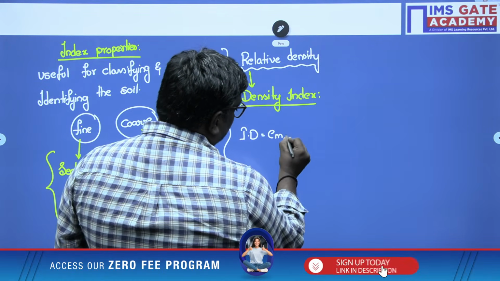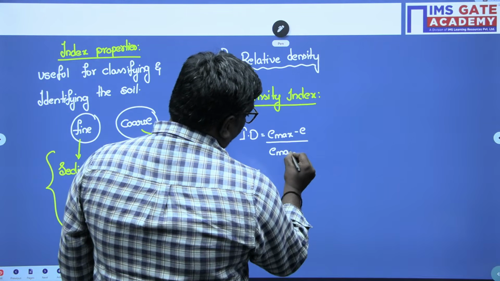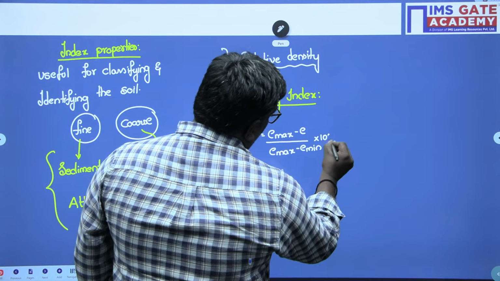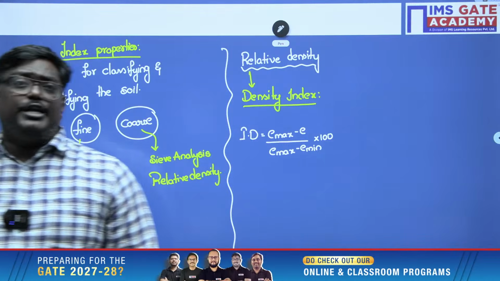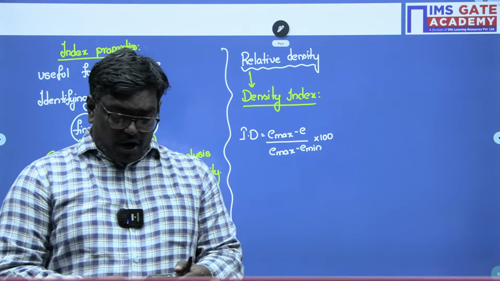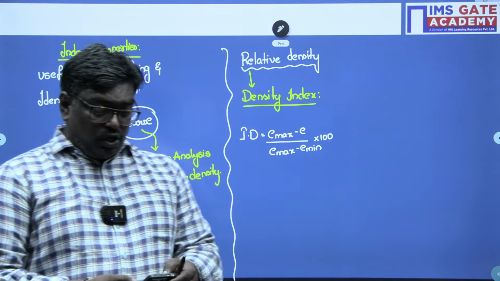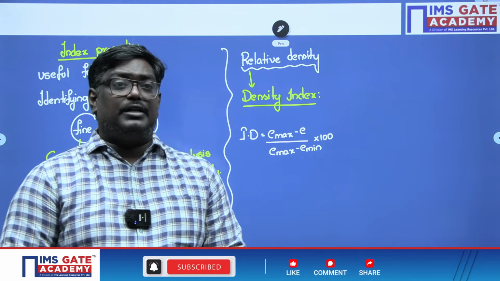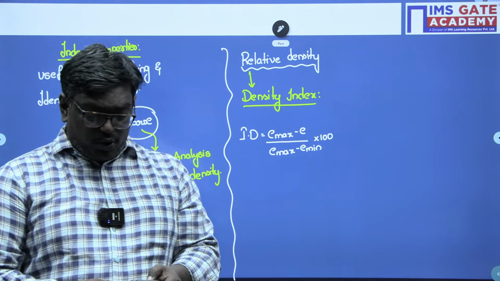Density index I_D can be taken as (e max minus e) divided by (e max minus e minimum) into 100. When will the void ratio be maximum? Void ratio is maximum in loose state. And the void ratio will be minimum in dense state. So it also gives you a rough estimation of the engineering properties of the soil, which is index properties.